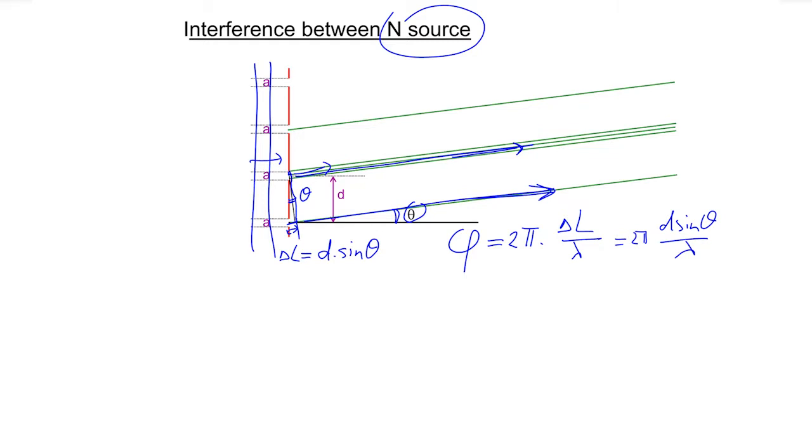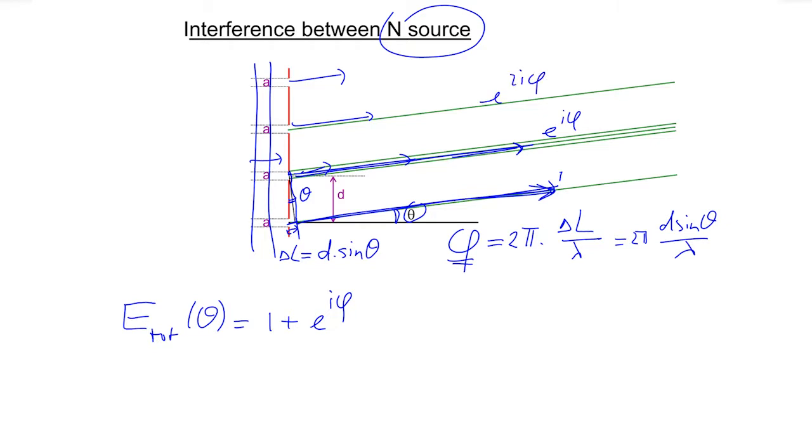How does the derivation continue? We look at the total field emitted as a function of angle. It's this contribution, which we can call 1, and then this one, and this one, and this one, and the consecutive contributions are shifted in phase by this phi. So if you call this one 1, then this is e to the power i phi, this is e to the power 2 i phi, etc. So you have to solve this sum.